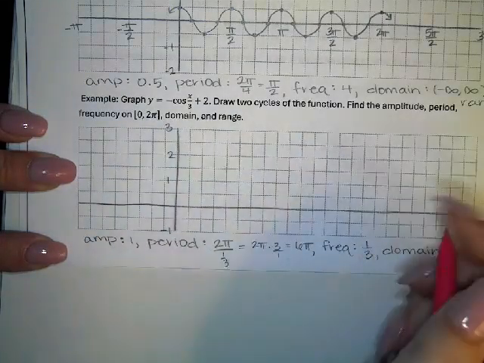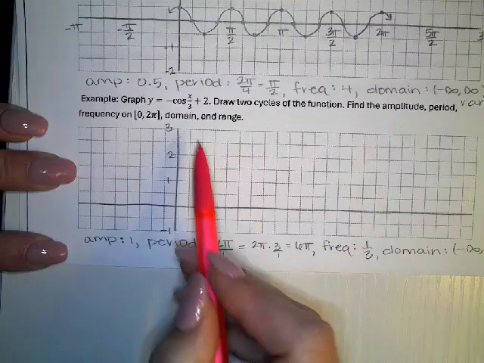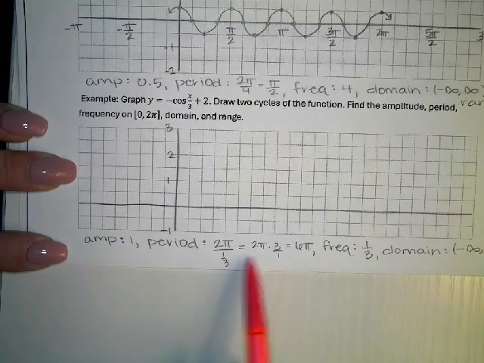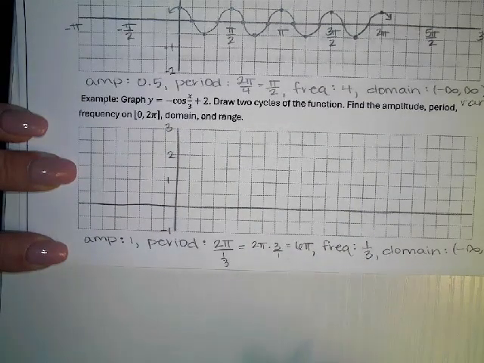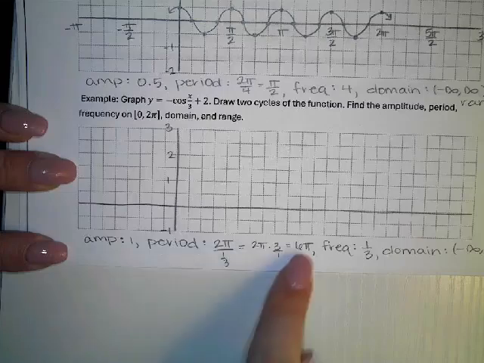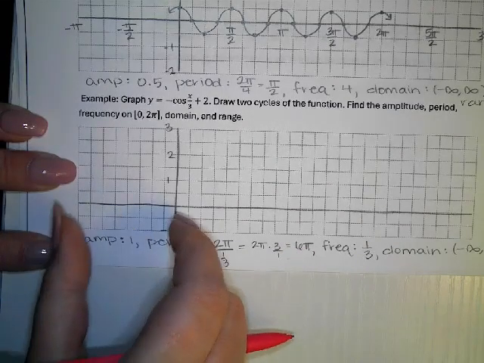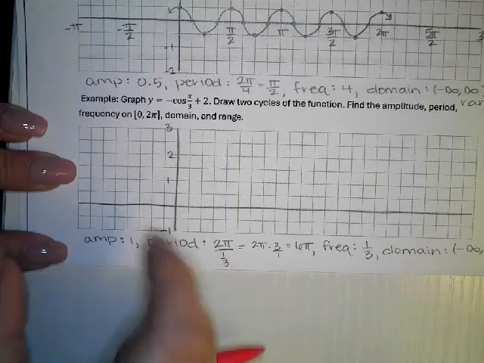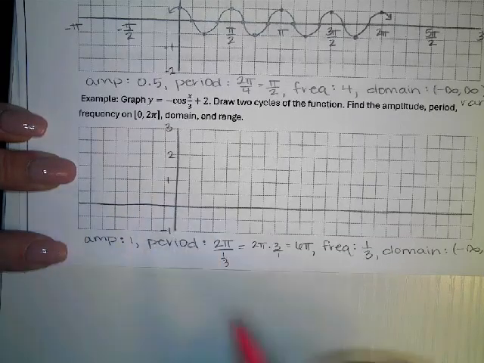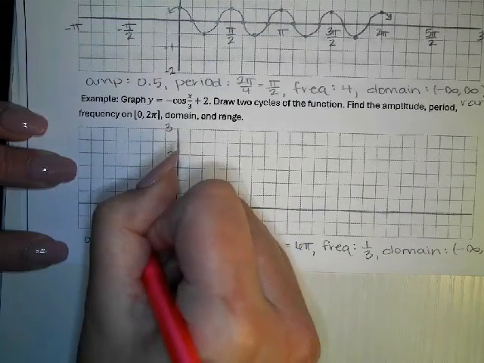And then as far as the period goes, I want to make sure that when I count for 6 pi, I'm either having 4 boxes equal 6 pi, 8 boxes equal 6 pi, or 12 boxes equal 6 pi. I opted to just have space to have 8 boxes equal 6 pi.